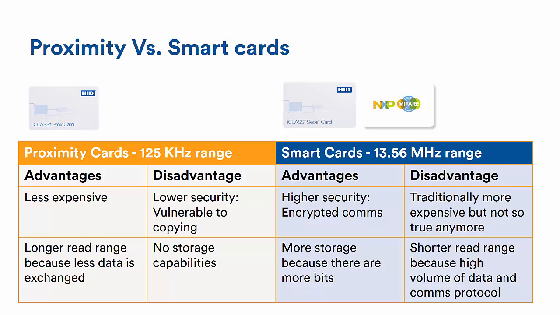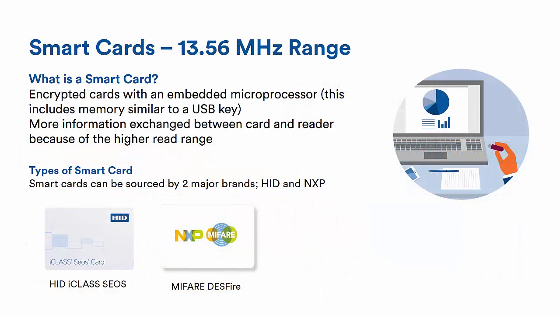Since the smart card has clear advantages, we urge you to guide your customers towards this technology. So let's focus more on this subject. To use a metaphor, a smart card is basically an encrypted card with embedded microprocessor and memory similar to a USB stick. In the transaction between the card and the reader, there is more information exchanged because of the higher read range. There are two dominant secure types of smart cards, including HID iCLASS SE and MIFARE DESFire. These are the dominant and secure options that we see in the market.